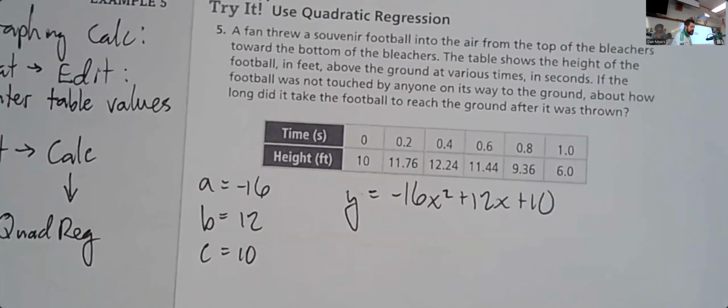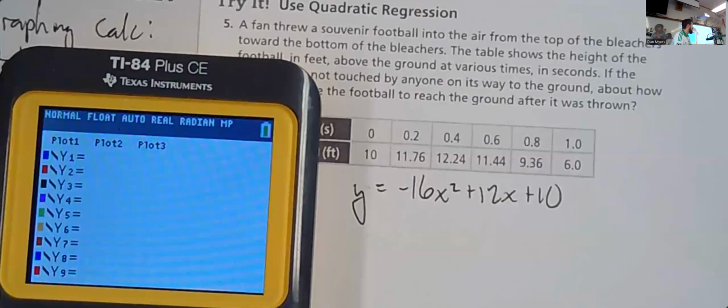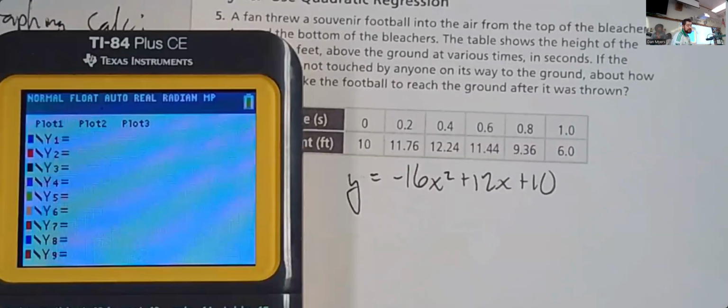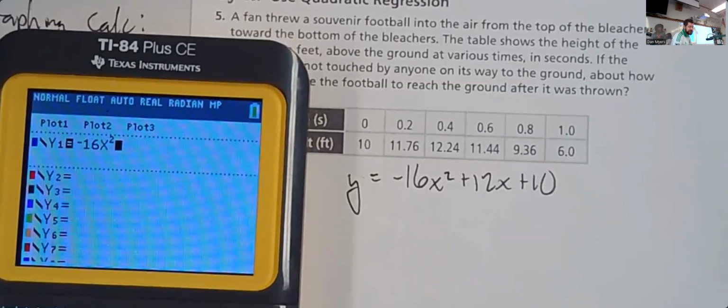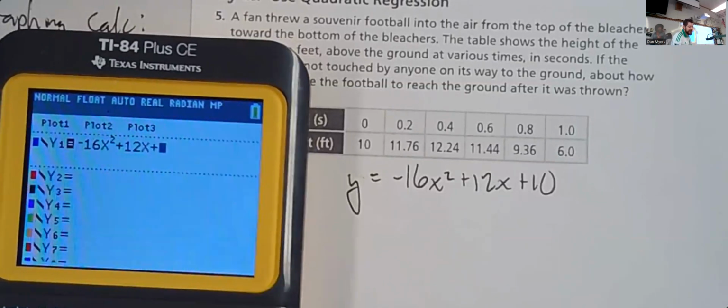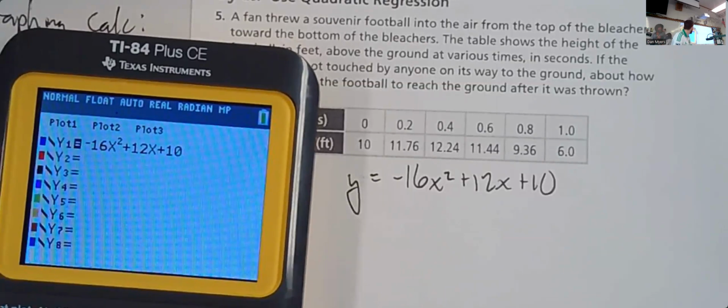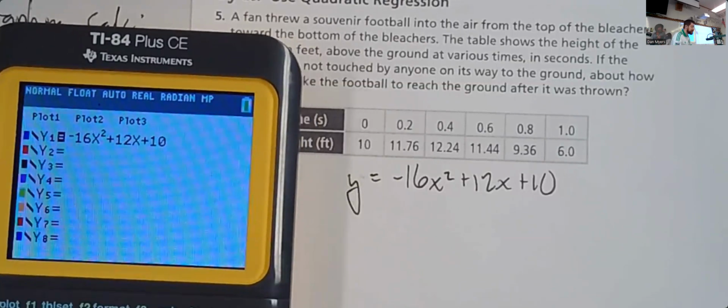What I'd like for you to do, though, is go to your Y equals menu, and we're going to graph. So type in this equation, negative 16x squared plus 12x plus 10. And then go to your graph.